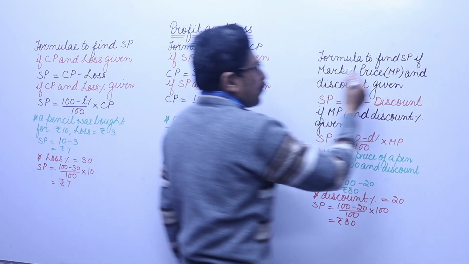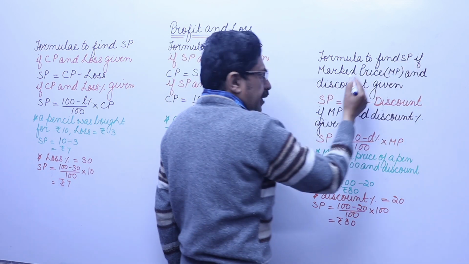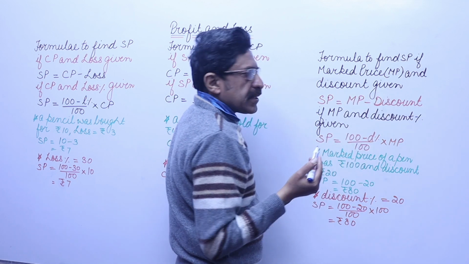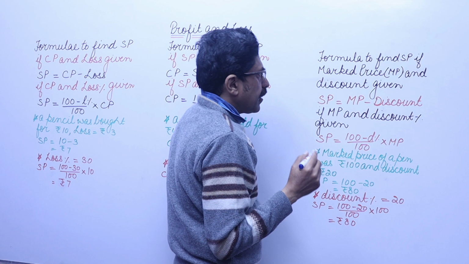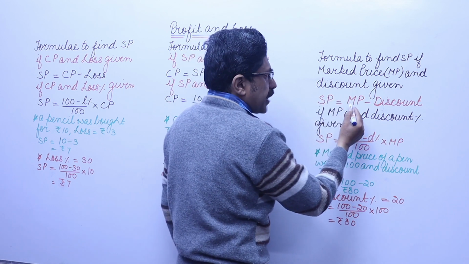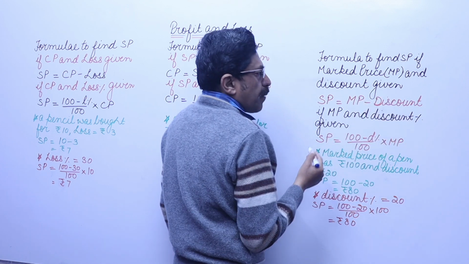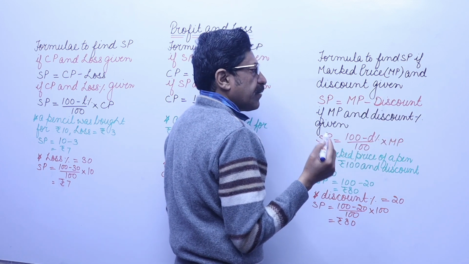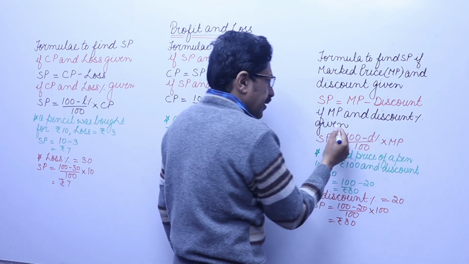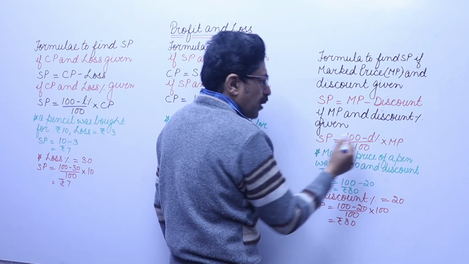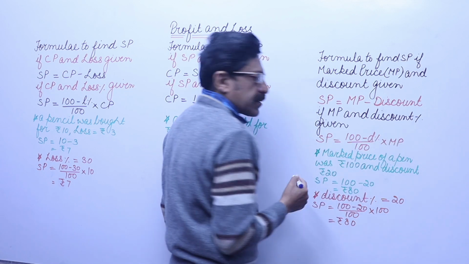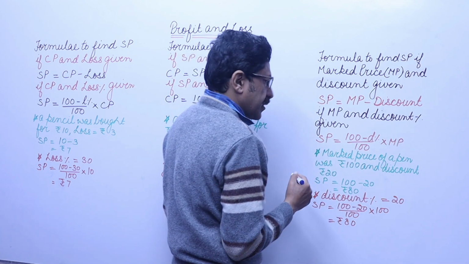Now formula to find selling price if marked price and discount are given. Now what is marked price? The price which is written on the article is its marked price. Selling price is equal to marked price minus discount. But we see discount is mostly given in percentage. So if marked price and discount percent are given, then selling price is equal to 100 minus discount percent over 100 into marked price. Let us try to understand with the help of an example.